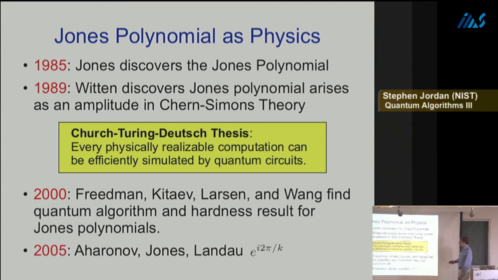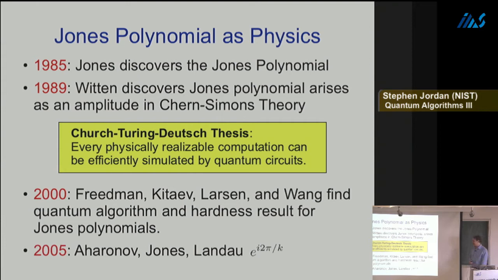So given these facts, one thing that I've emphasized in all three lectures was the Church-Turing-Deutsch thesis. As soon as you hear that some object from pure mathematics arises in physics somehow, a little voice should go off in your head from Church-Turing and Deutsch telling you, oh, maybe you can find an efficient quantum algorithm for approximating this quantity.